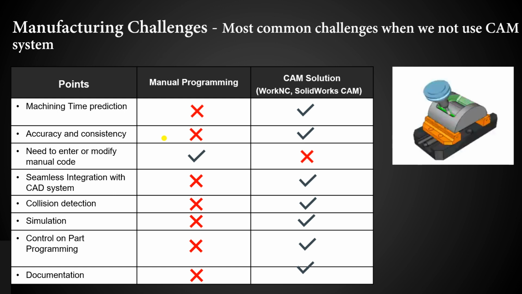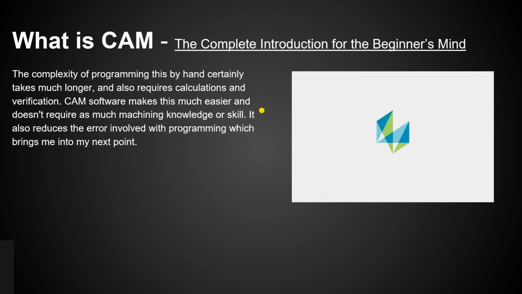The last one is documentation. In a manual program, you have to document with your copy and pen, or after that an Excel sheet. But in CAM solutions, you are able to judge what the next tool will be on your CAM system. So these are all the advantages of CAM solutions. So what is CAM?